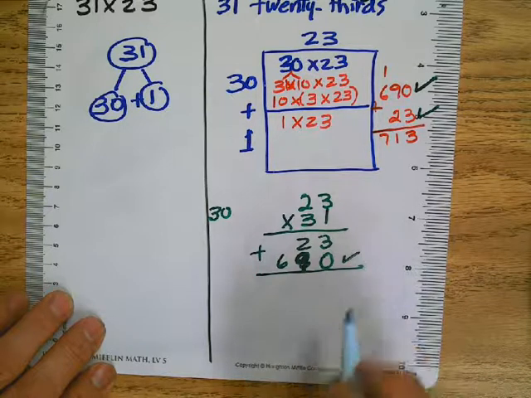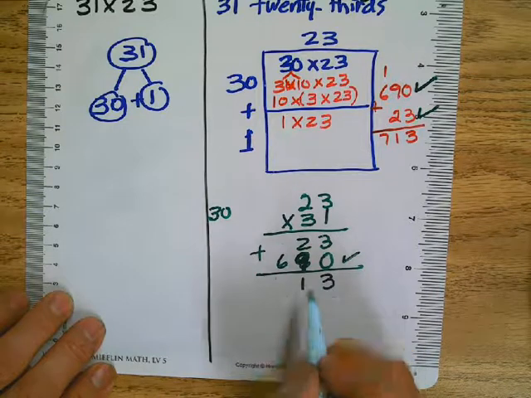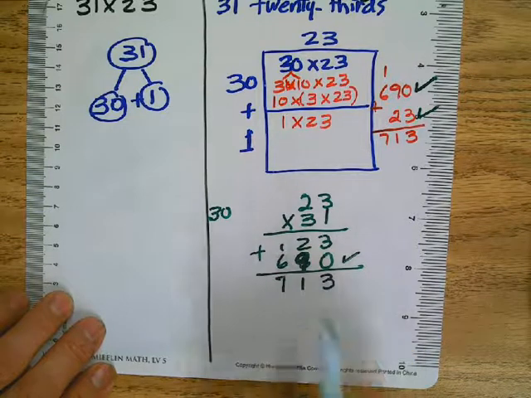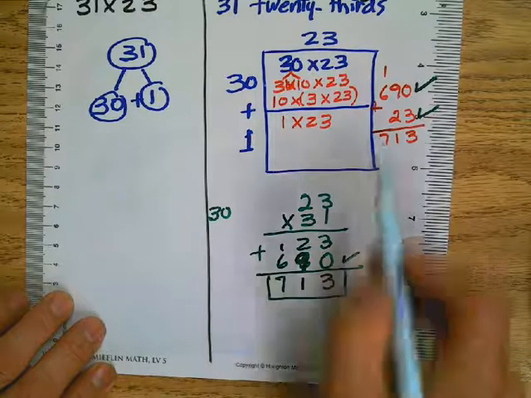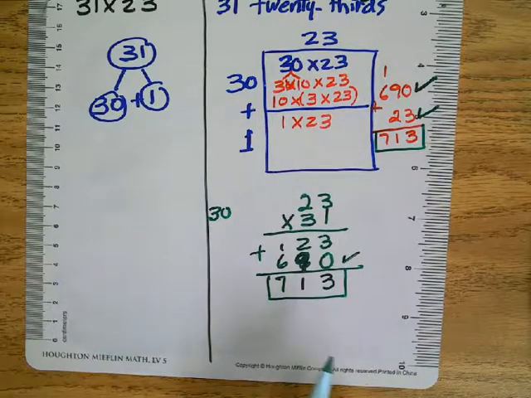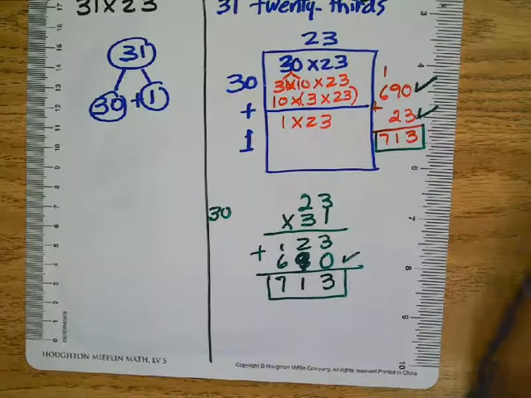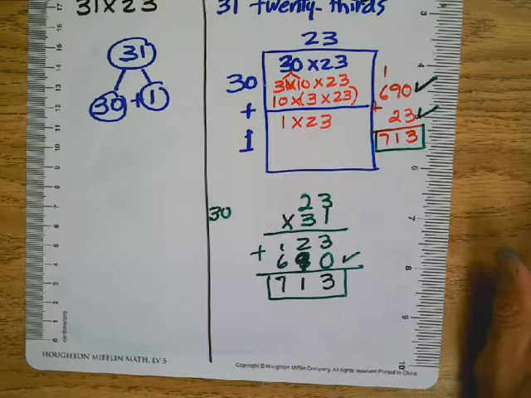Now I can add this to get the actual product. So that's 11, you carry 1 over, the answer is 713. So the answer of your algorithm and the answer of your area model must match, and that way you know it is correct. My friends, please keep watching these videos, because you can become a really good mathematician.